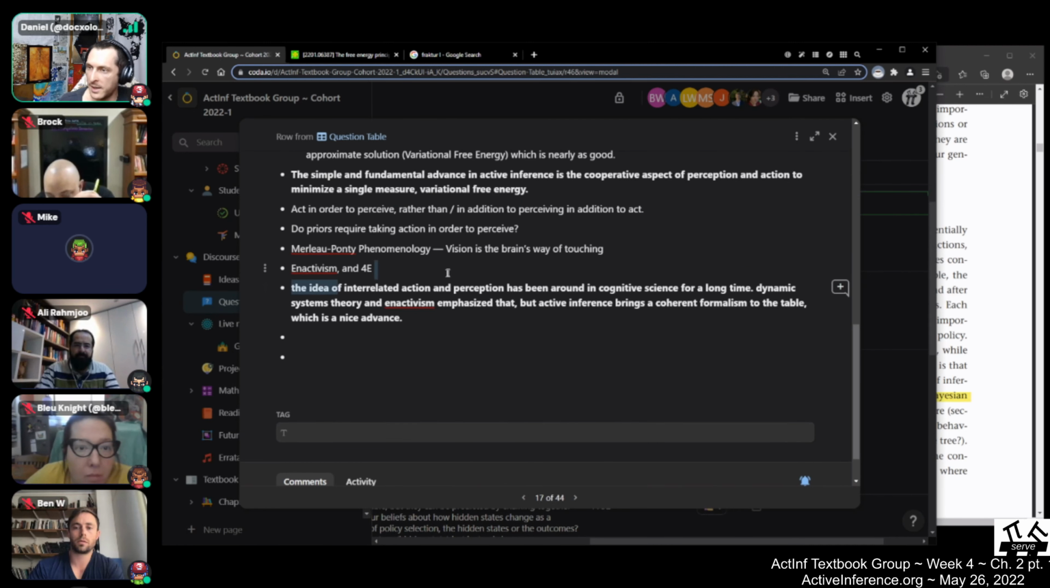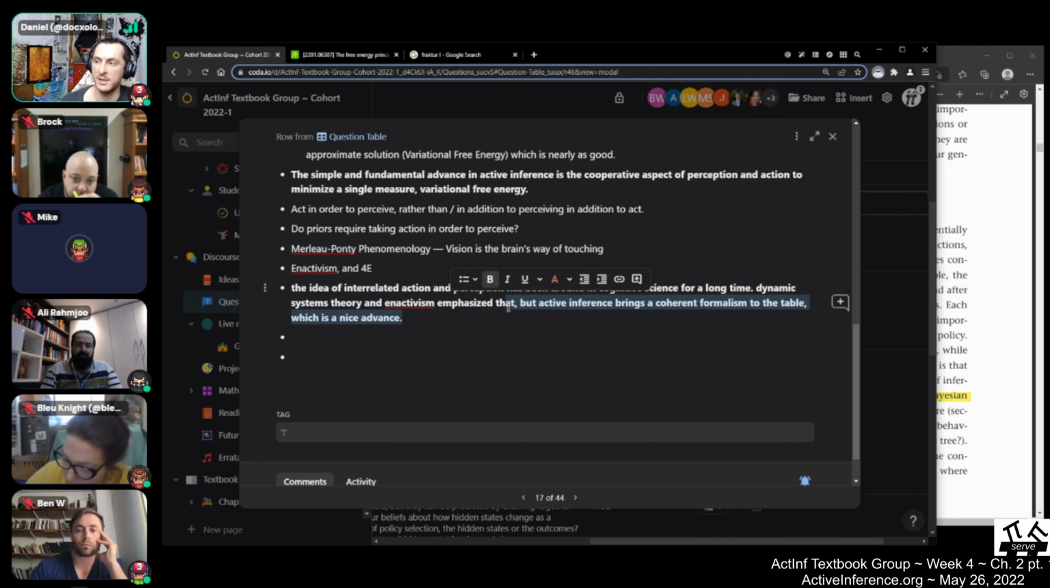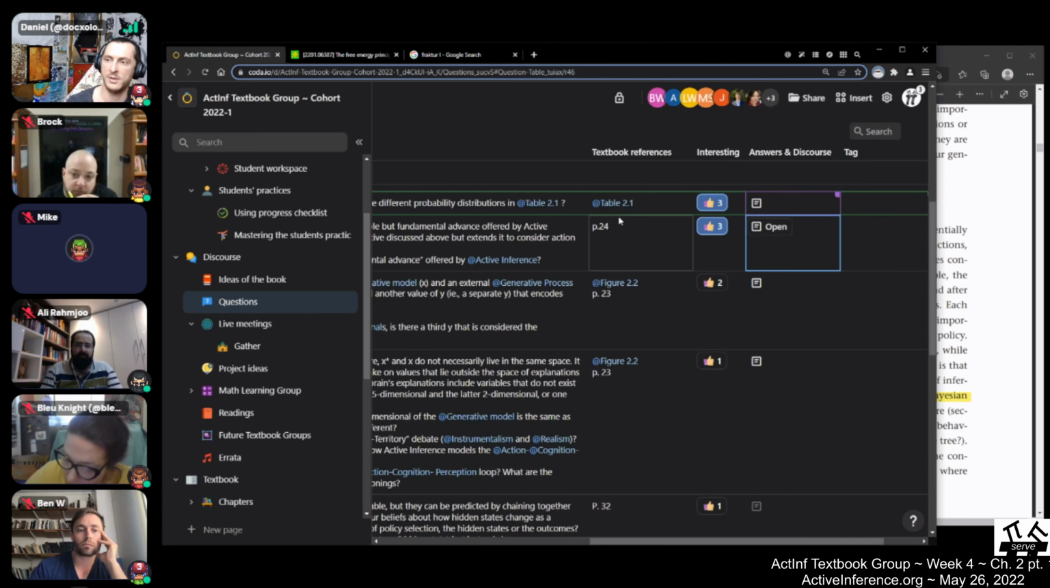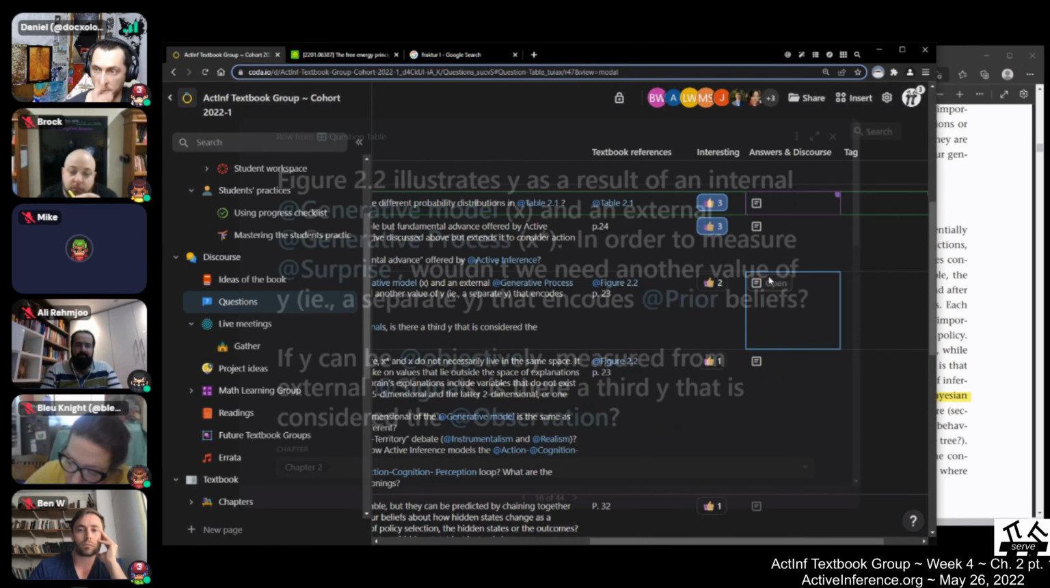The idea of interrelated action and perception has been around in cognitive science for a long time. Dynamical systems theory and enactivism emphasize that, but active inference brings a coherent formalism to the table, which is a nice advance. Well said. Next question.